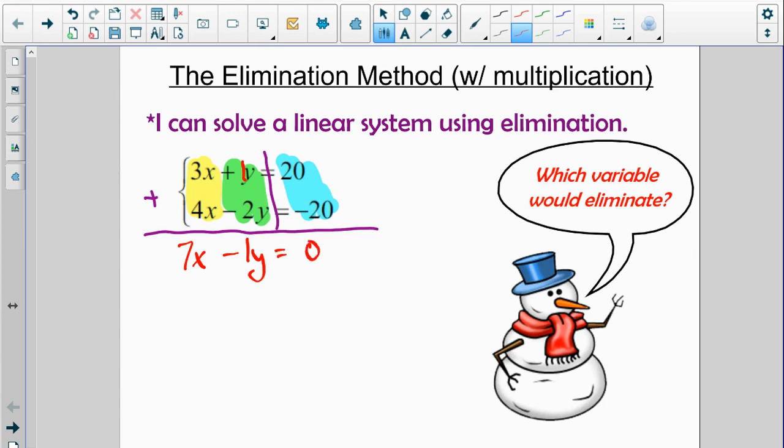So actually, it wasn't any of the variables that eliminated. It was more the constant terms that added to 0. So there weren't actually any eliminations that occurred there with the variables. So right now, this system is not ready for elimination. Now, what it means, or what it doesn't mean, is that you can't use elimination. It just means we have to do something first.